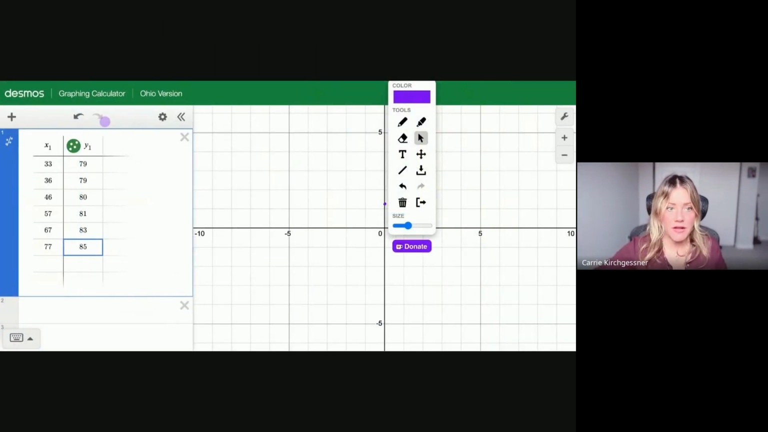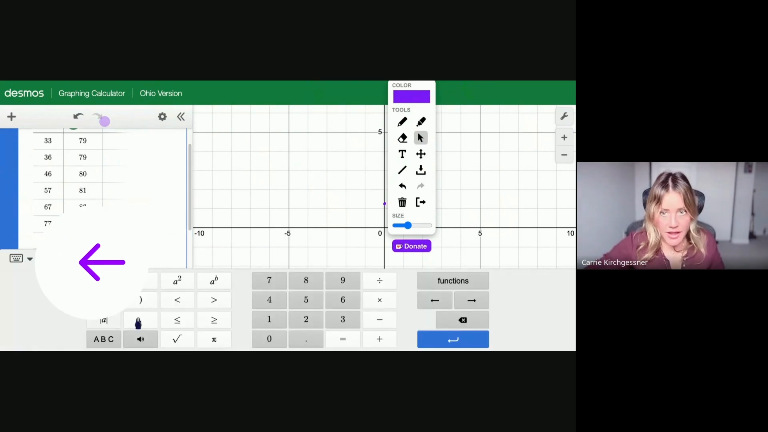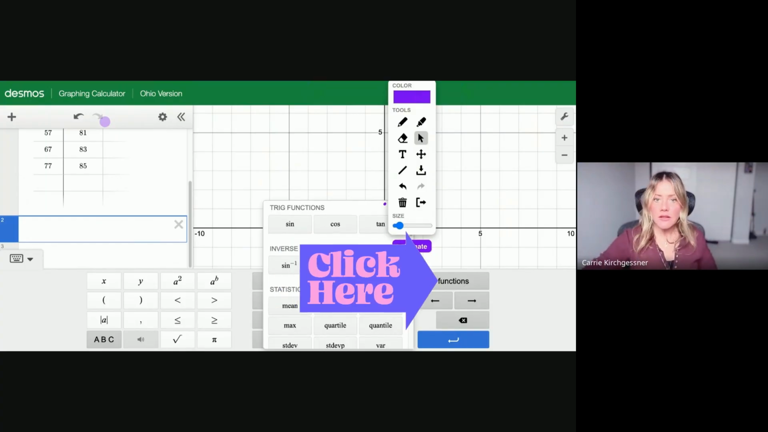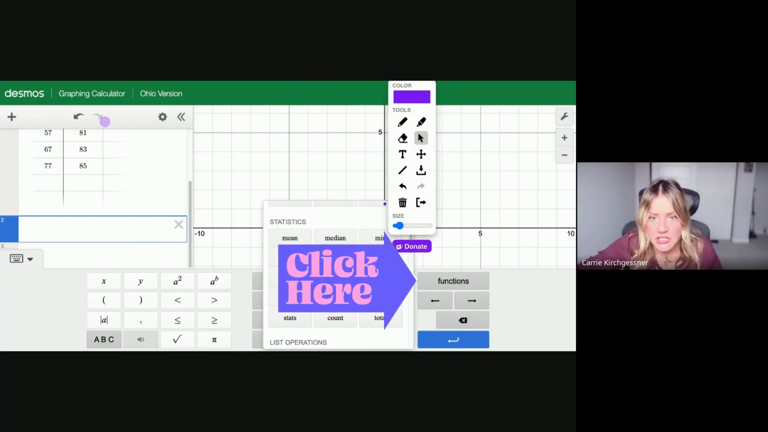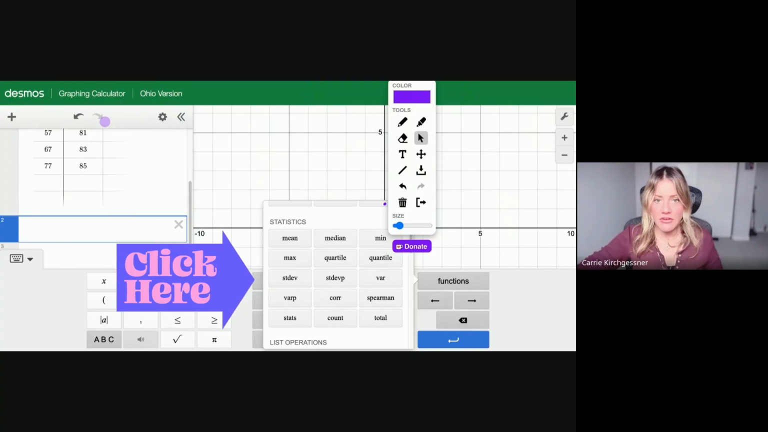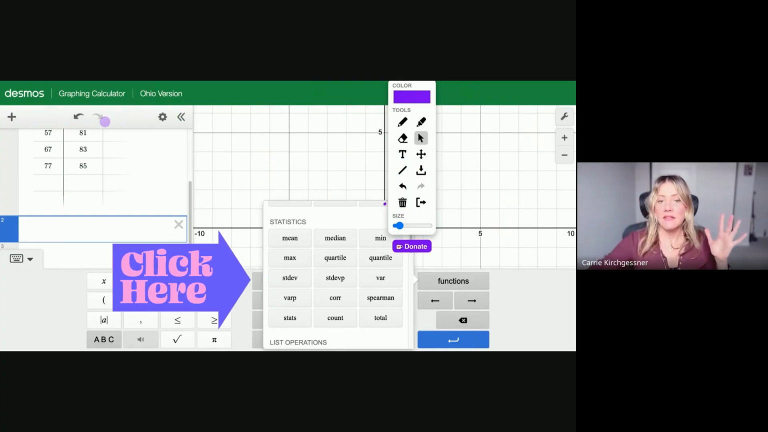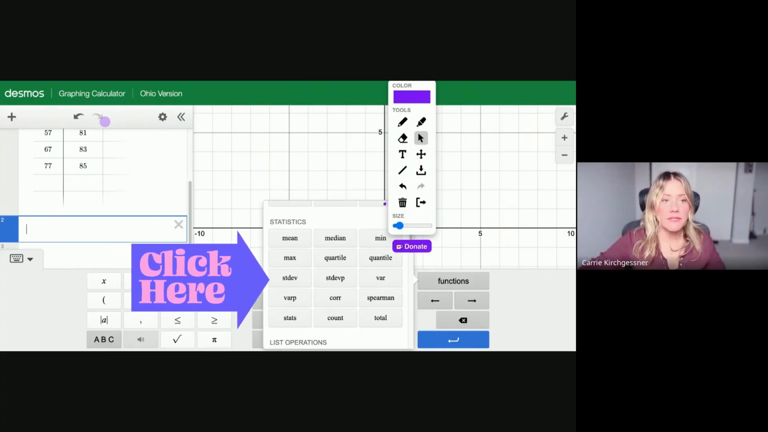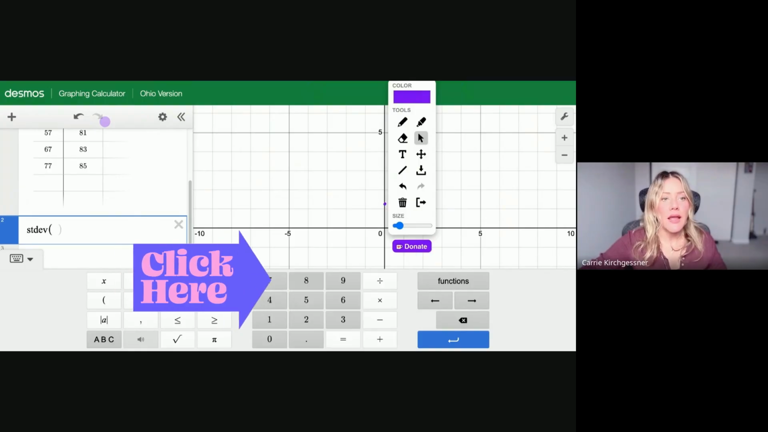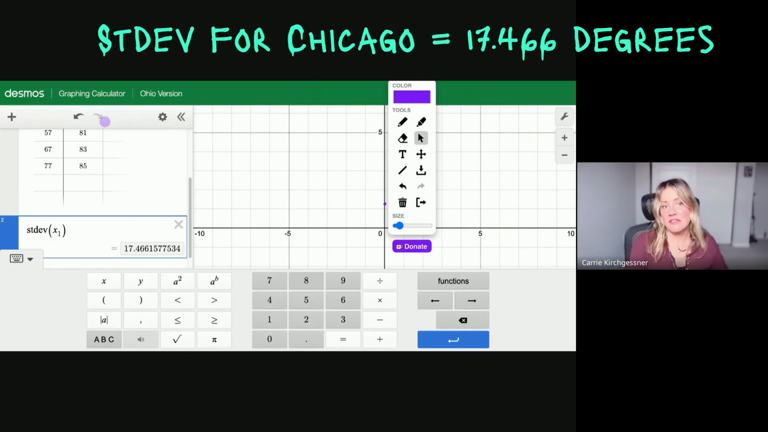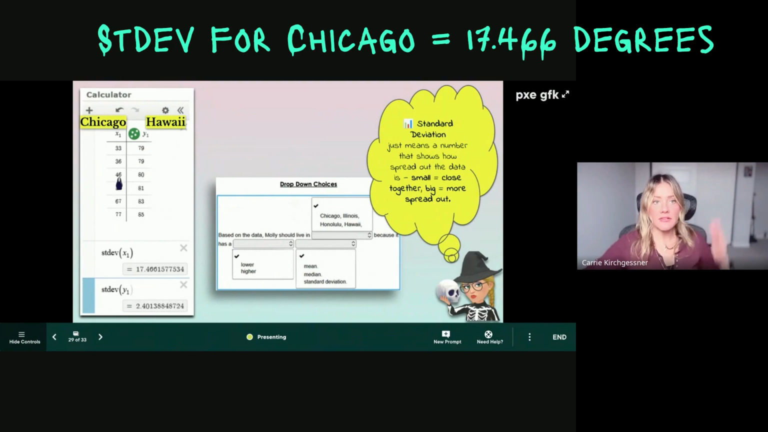Bottom left here, you will find your keyboard, and functions are to the right, all the way over to the right. Look at all the different statistics functions we have here. We have standard deviation, P, VARP, CORR, Spearman, quantile, right? The one that we will choose here is STDEV. So we're going to click STDEV and then X1. So the standard deviation for Chicago is 17.466 degrees.